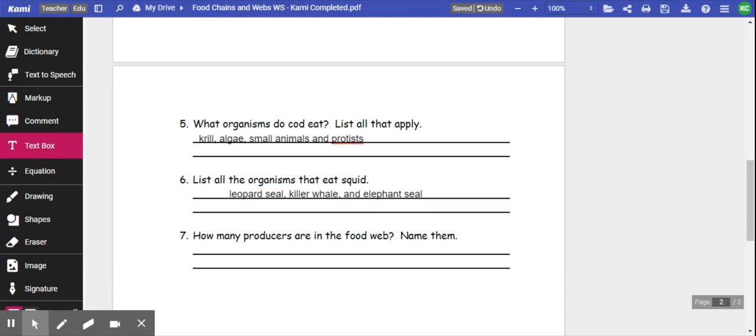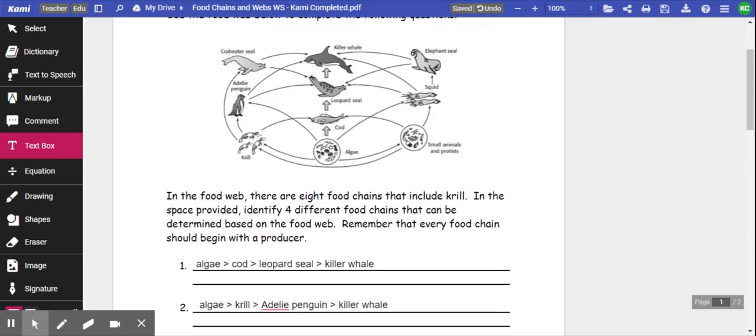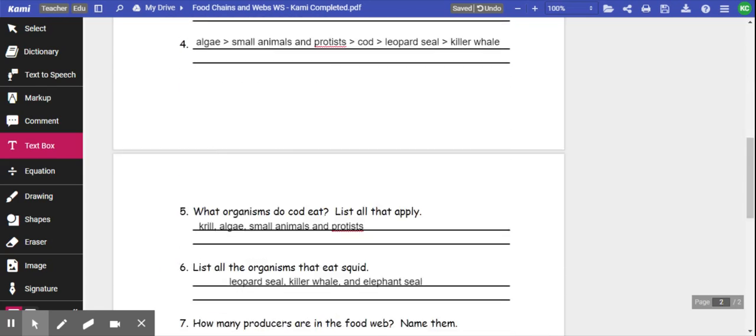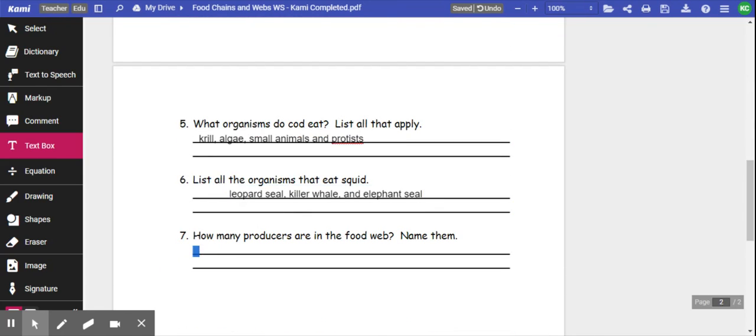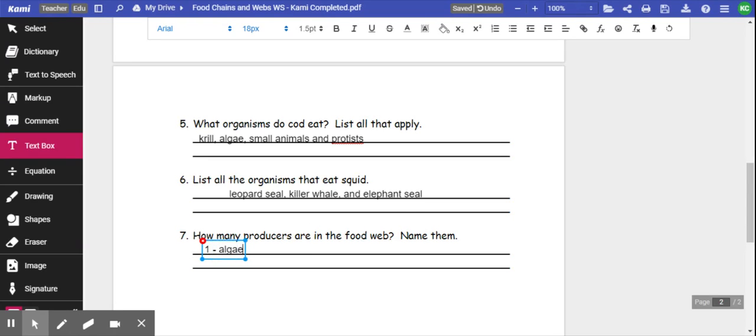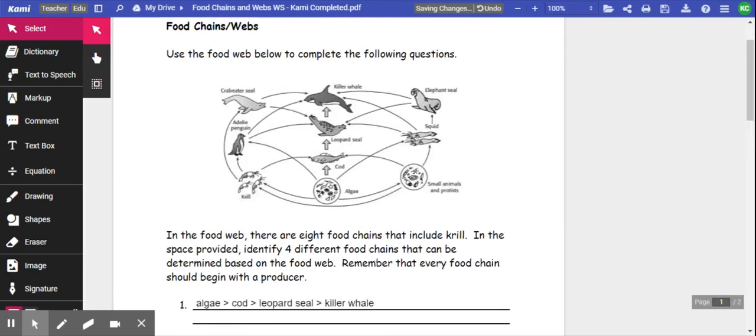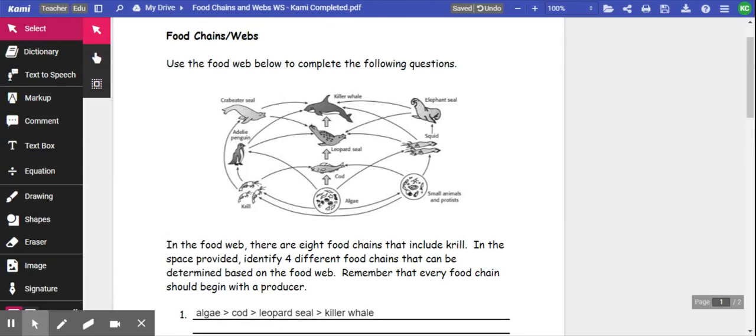All right, number 7, how many producers are in the food web and name them? Well, we talked about that at the beginning. The only producer is algae. So we have 1. The only thing, and the reason I put that on there, the only thing that throws that off is it looks like small animals and protists could be a producer, but it can't be because algae is giving the energy to that. So it's sort of like one of those just make you think questions. So if you have any questions about this, just let me know and I'll gladly explain it to you.